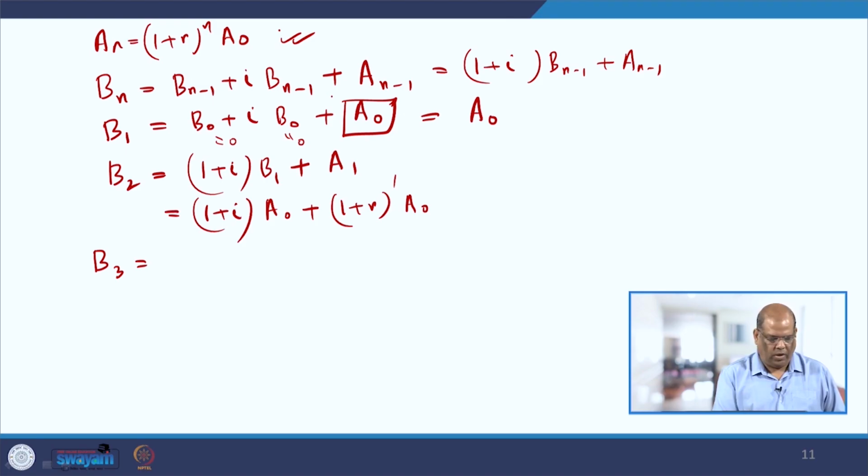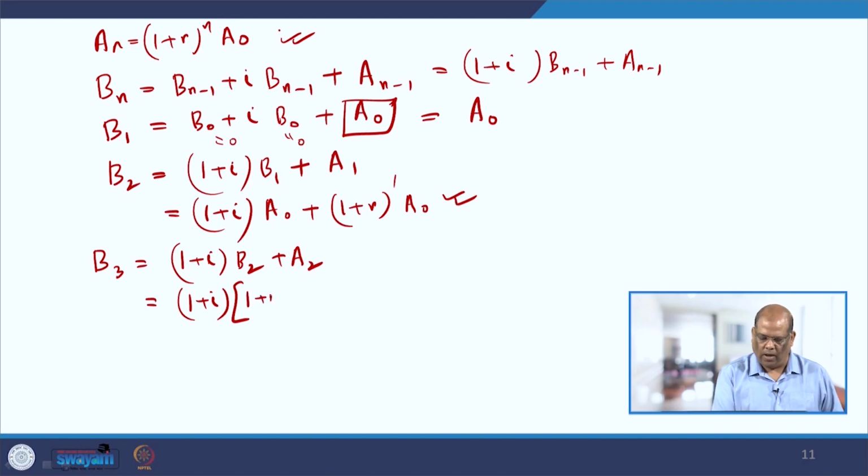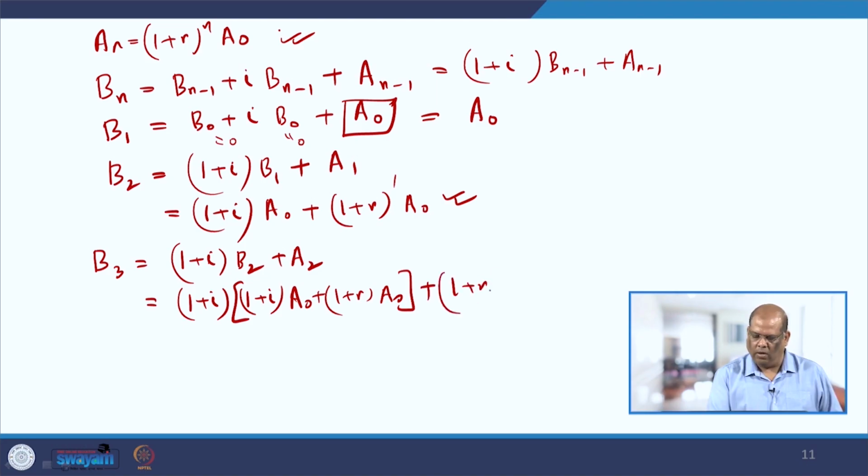So, if I substitute it here, I will get (1 + i) × (B2) + A2, and this will be 1 + i. So B2 is this, which is (1 + i) into (A0 + (1 + r) A0), plus your A2 gives (1 + r)² into A0.